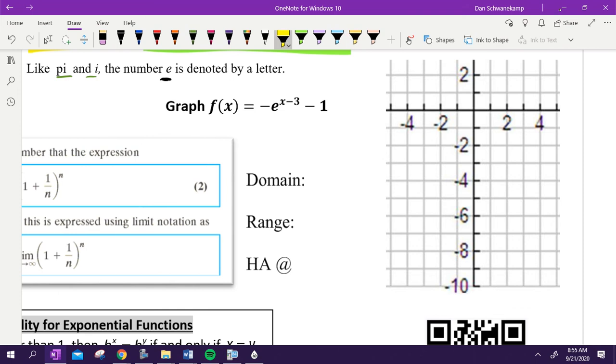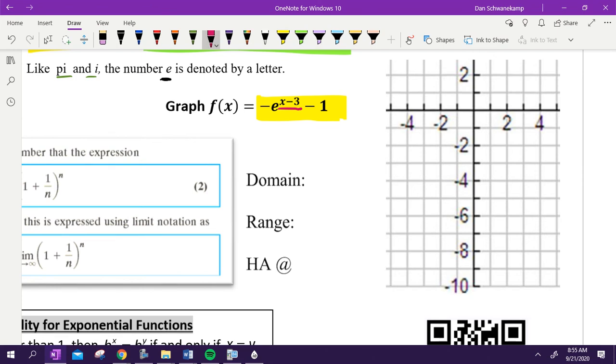We are graphing f of x equals negative e to the x minus 3, minus 1. That is an exponential function. How do I know that? Because x is in my exponent. So it's going to look just like all the exponentials we graphed on Friday. Show me with your arm, what does a basic exponential graph look like? A basic exponential graph that you all just showed me looks like that. It takes off like a rocket ship, just like we learned on Friday.